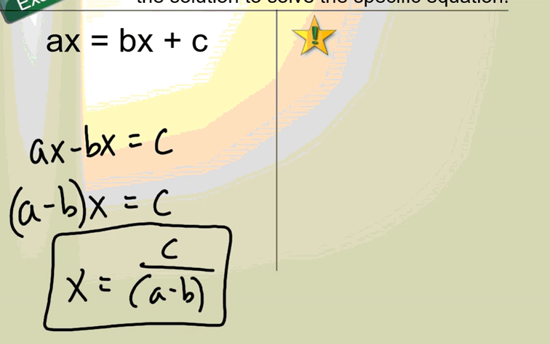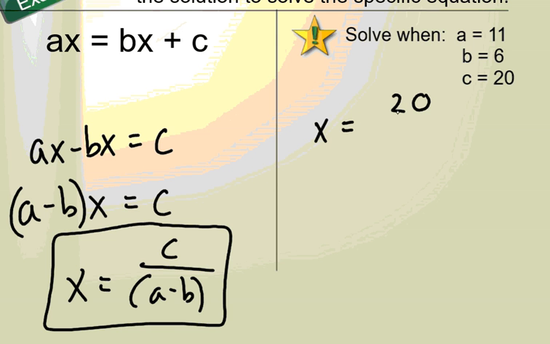I'm now going to use this to solve a specific scenario. I'm going to solve this when a equals 11, b equals 6, and c equals 20. So I'm going to plug that in. I would have x equals c, which is 20, divided by a minus b, which is 11 minus 6. That would be 20 divided by 5, and that equals 4. I can solve that quickly once I have my formula.